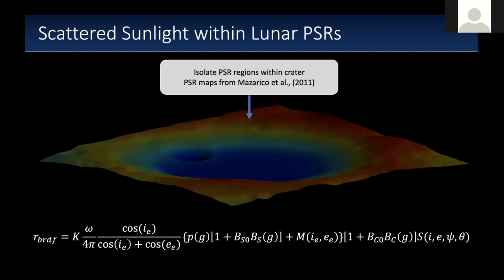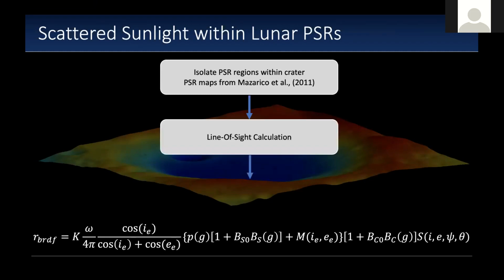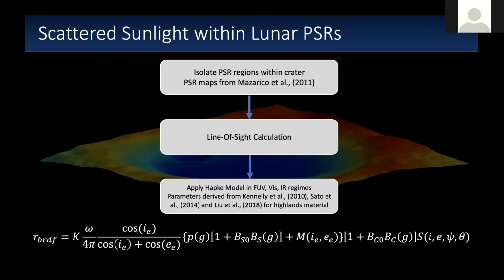First, we isolate the PSR within the crater. So we're only interested in understanding the illumination that's received to the cold regions where ice could exist. Next, we perform a line of sight calculation from the PSRs to the surrounding terrain in order to understand which areas are actually contributing to scattered sunlight. And then finally, we apply this model in those 4 imaging bands, the far ultraviolet, visible, and then the 2 infrared wavelengths. The parameters that are needed from this model are found in literature from several papers, and we use the values that they derive for the highlands material, since the polar regions are typical of highlands terrain.